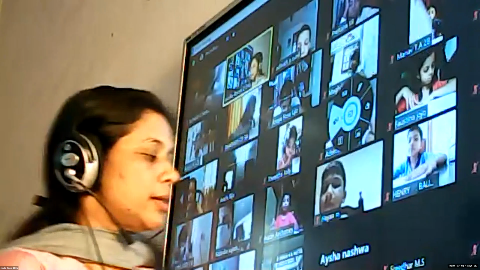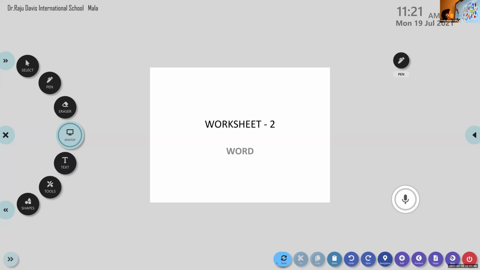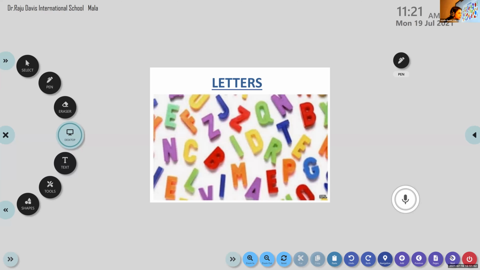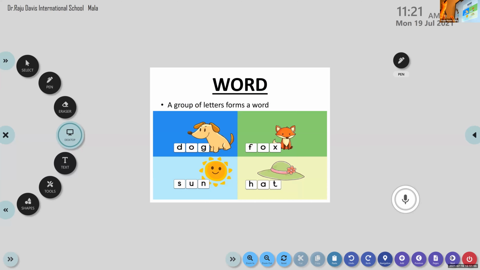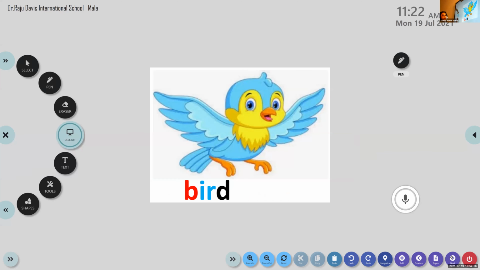We'll be doing a thorough revision of worksheet 2. Especially today, we can't do all the exercises. So in today's session, let us do exercise A. Are you all ready? We know that there are 26 letters in the English alphabet. When a group of letters is joined together in a proper order, giving a meaning, it is called a word. When it comes to the word, we have many things to learn. First we have to identify the word, we have to know its sound, we have to learn the spelling of the word.